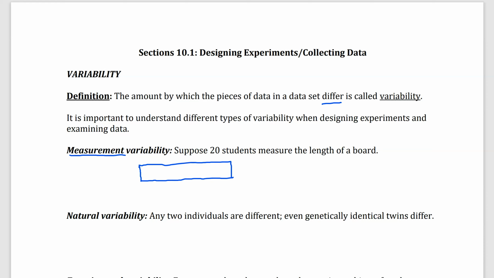Now, part of it may depend on what each student uses to measure it with. So 5 students may use a yardstick. Some students may use a measuring tape. And each of these things may be marked differently. If you look at your different utensils, some of those are marked differently as to how accurately they can measure.